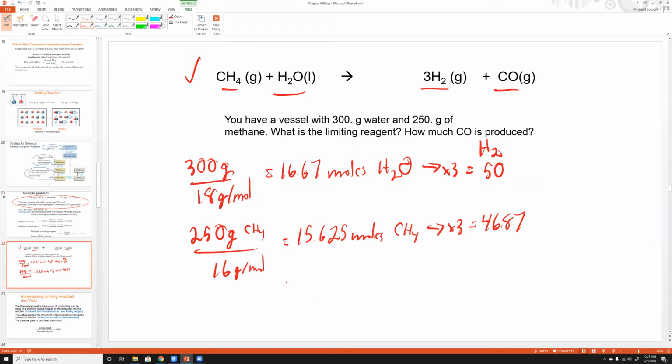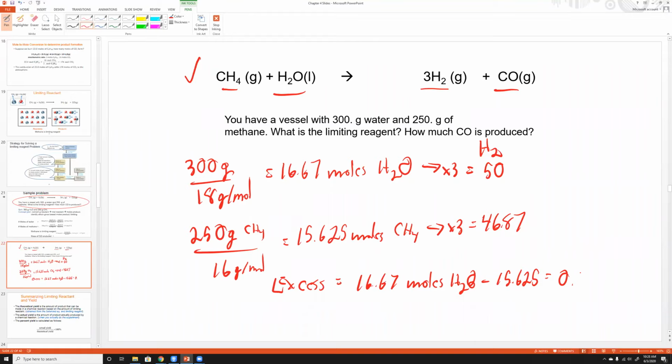Okay, so to figure out the excess, we can do 16.67 moles of H2O minus 15.625 moles, because 15.625 moles of the H2O will react because it reacts in a 1-to-1 ratio with methane. So the remainder is going to be simply the remainder is 0.